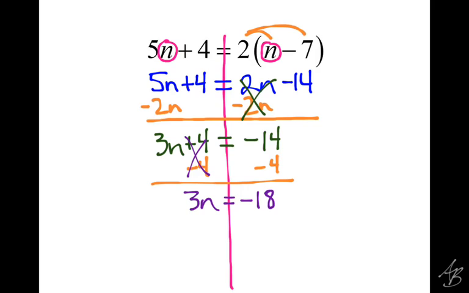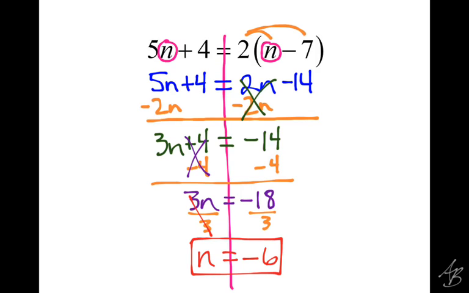Then we need to get rid of the 3 by dividing by 3. Do that on both sides. When the 3's on the left cancel, we get n. And on the right side, negative 18 divided by 3 is negative 6. So we get n equals negative 6.